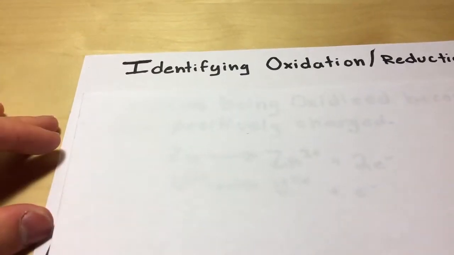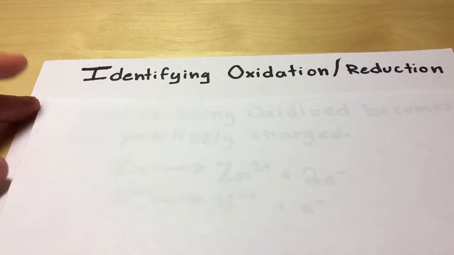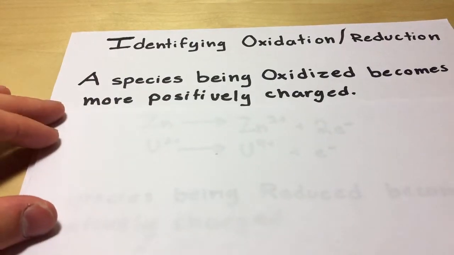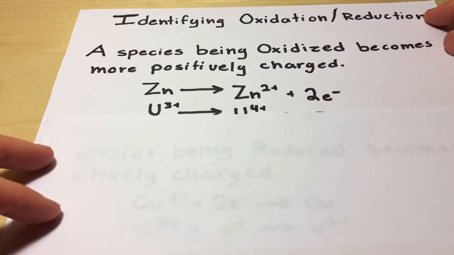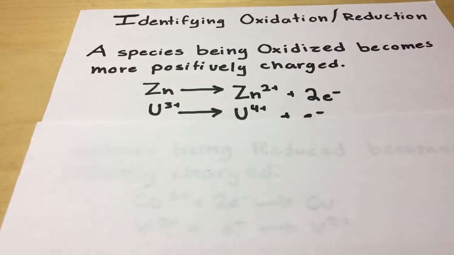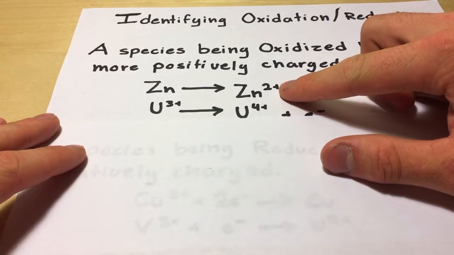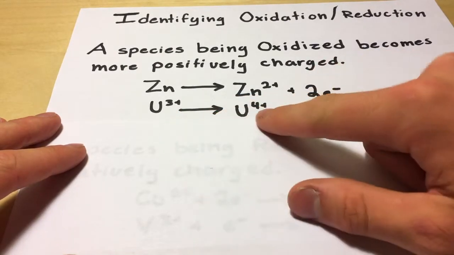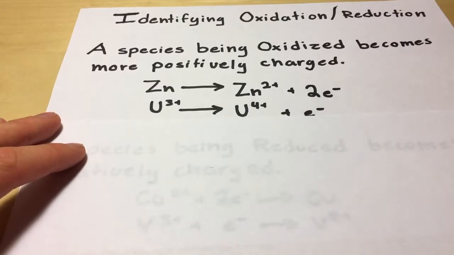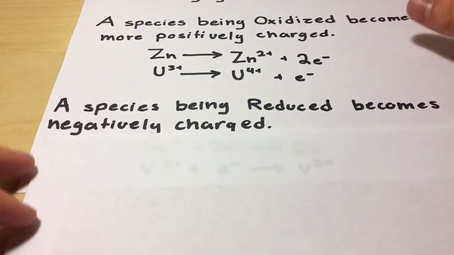Here's how we identify oxidations and reductions in reactions. There are a couple simple rules that we can follow. A species being oxidized becomes more positively charged in the reaction. So if we look at these half reactions here, we have Zn, neutral charge, goes to Zn2+. So we can see that it is becoming more positively charged, and therefore we can determine that it is being oxidized. Same here, we have uranium 3+ goes to uranium 4+. So it gains positive charge. Therefore, it's being oxidized.